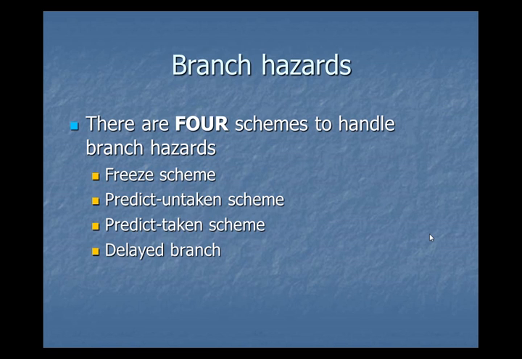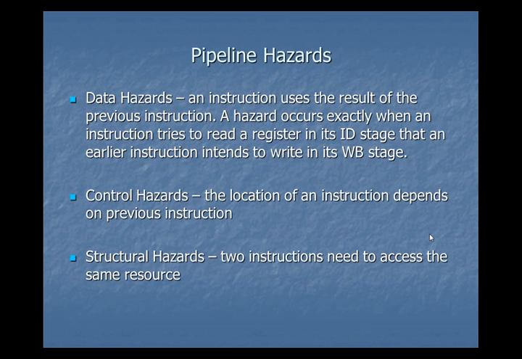Freeze scheme means freezing the values or the data so that it will not affect the PC's value. Freezing means storing the value so that it will not affect the branch values or any other value. That is your freeze scheme. Next is your predict untaken scheme, that is only predicting the values for the untaken branch. And next is your predict taken scheme, that is only predicting the value for the taken branch. Then next is your delayed branch.